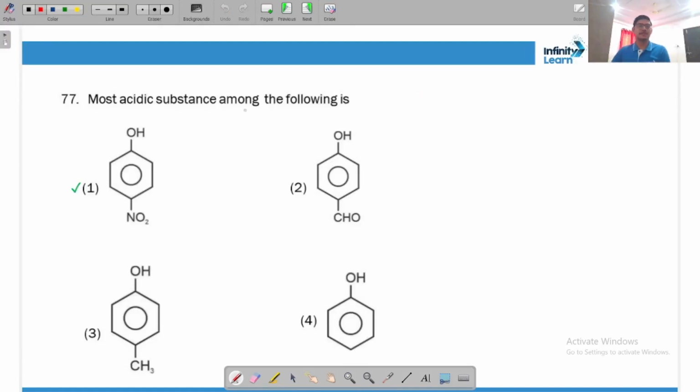Most acidic substance, yes, because an acid leaves a conjugate base upon release of proton, which has negative charge, so electron withdrawing groups will stabilize it, okay? So out of NO2, CHO, CH3 and hydrogen, which is the most powerful electron withdrawing group? Of course, NO2. So this will be the most acidic substance here.